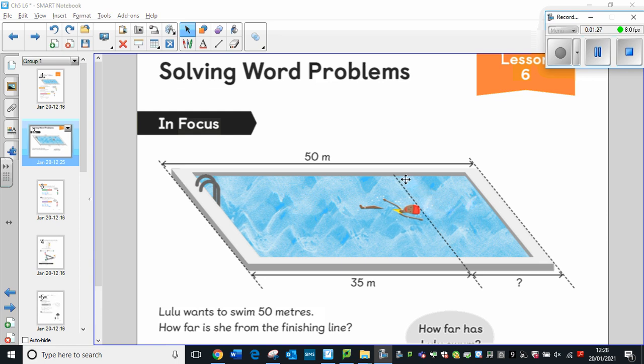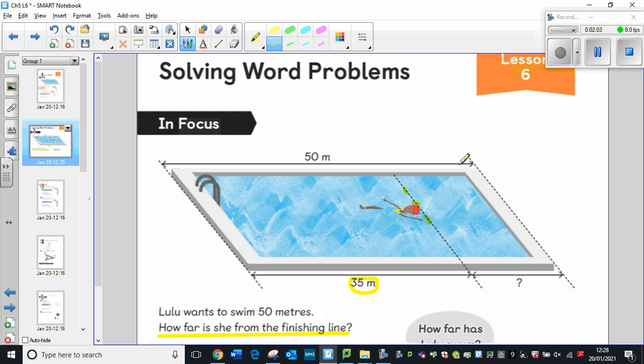Now, at the minute, she's only swam to where this dotted line is here. Okay, you can see the little dotted line there. That's how far she's made it so far. Now, we have been told how far she has swam. So we can see that she's swam 35 metres. Now, my question for you, okay, year 3-4, is how far is she from the finishing line? How far is she from the finishing line?